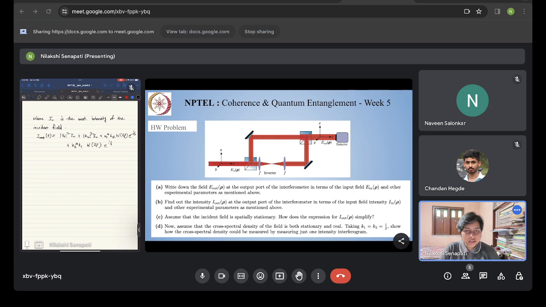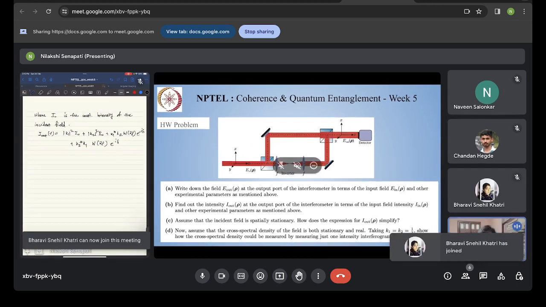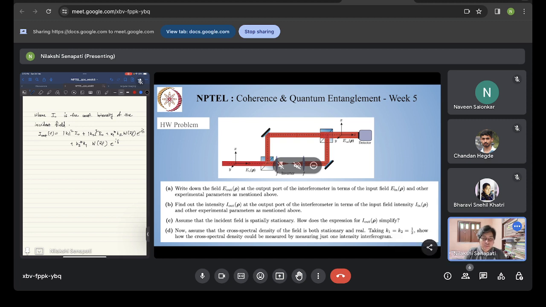Okay, so this will become I output for the stationary field. Now the part D, it is telling that now assume that the cross spectral density of the field is both stationary and real. Taking k1 equal to k2 equal to half, how could the cross spectral density be measured by measuring just one intensity interferogram? So for that, let me solve.